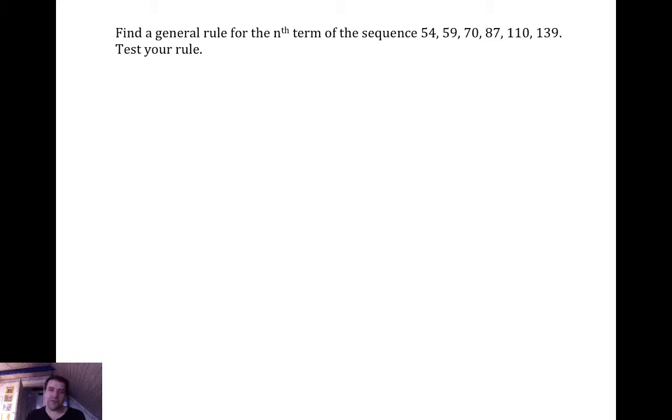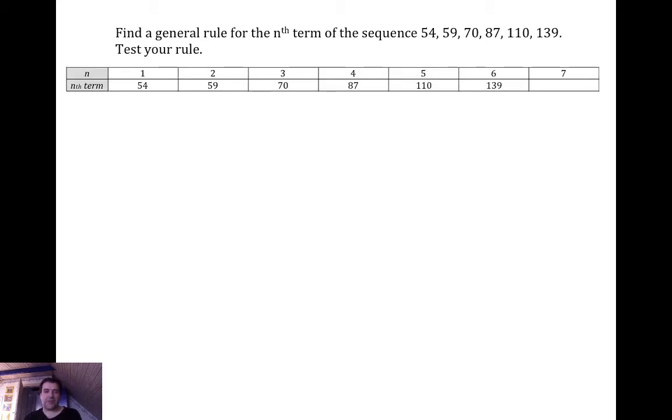Okay, so hopefully you did that, and here come the answers. So there's the rule in a table. So n equals 1, 2, 3, 4, 5, 6, 7, 8, whatever, along the top, just for the first term, the second term, the third term. And then the actual terms themselves in the next row, nth term is 54, 59, 70, 87, 110, 139.